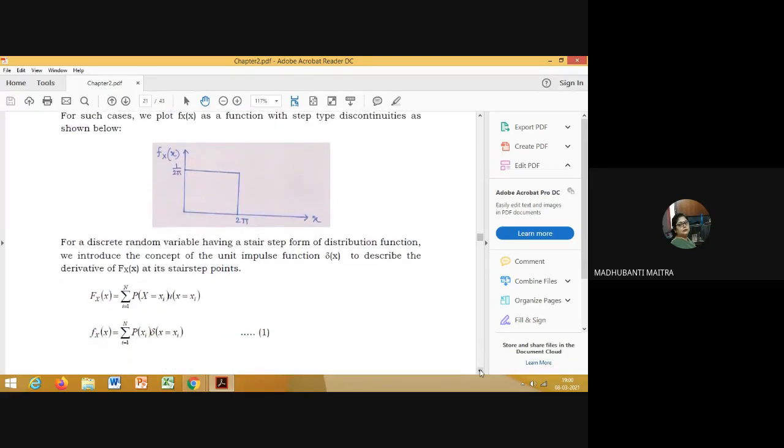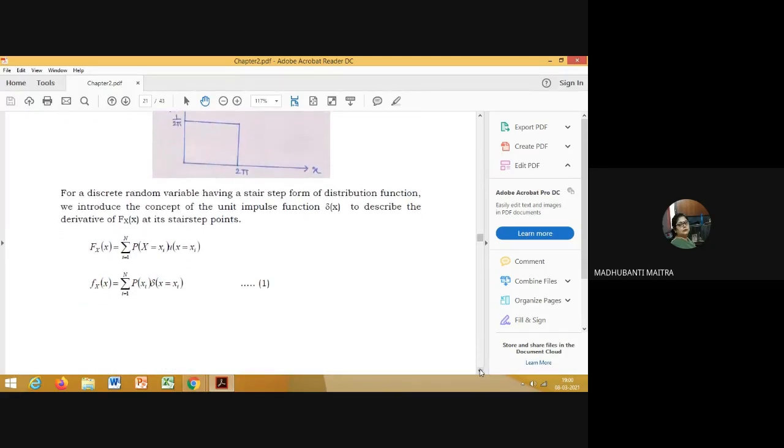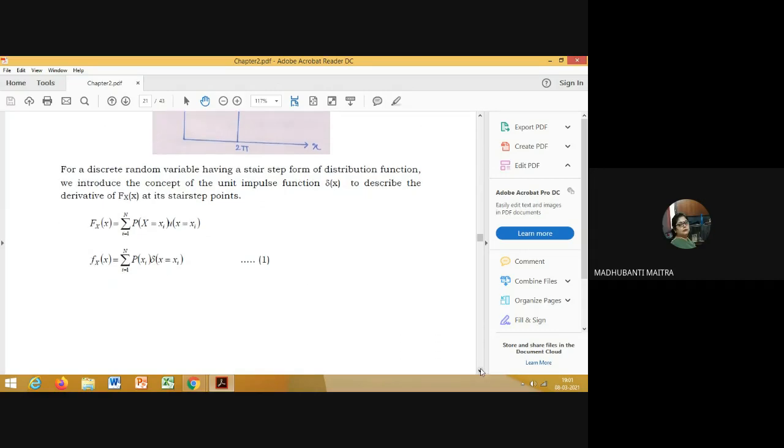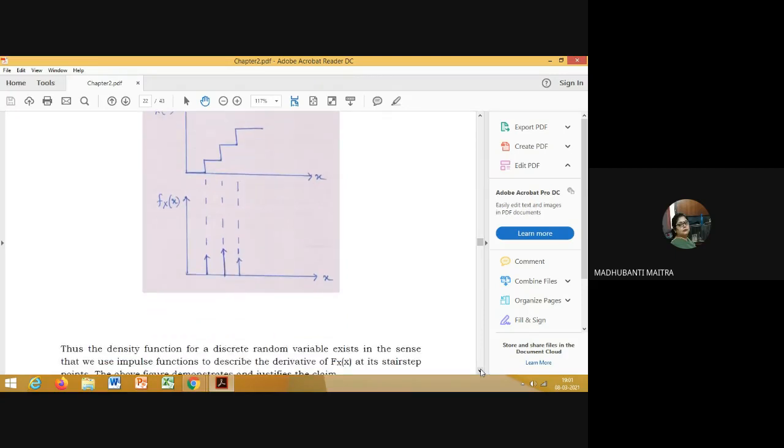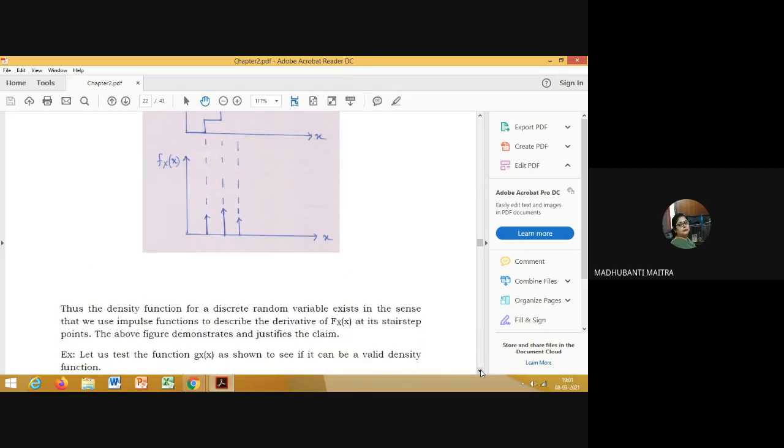And for a discrete random variable, we know that this is the expression which shows the distribution function, and for this step kind of discontinuities, the density function can be represented with the help of impulse functions. This is one representative figure.